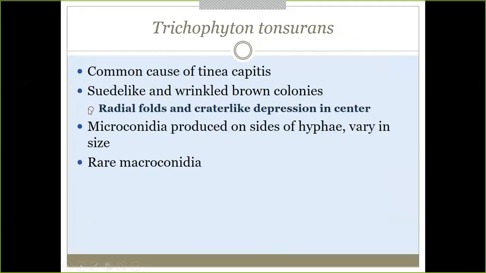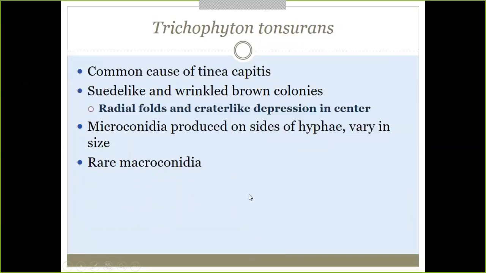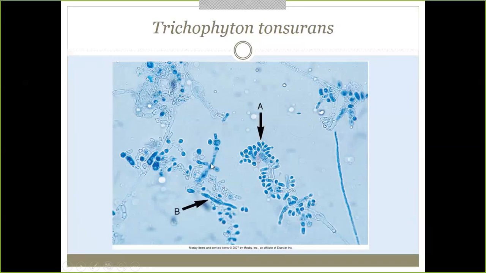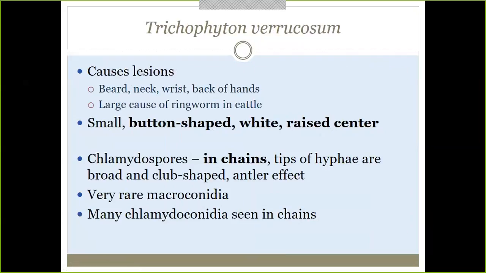In this case, when it grows, it has these what we call radial folds and a depression in the center. So you can see that here, that depression in the center, and then these radial striations kind of coming out. So that's a very unique look to Trichophyton tonsurans. We're not going to worry about the microscopic view as much here. So just know the radial folds, crater-like depression. Otherwise, you don't need to remember a lot here.